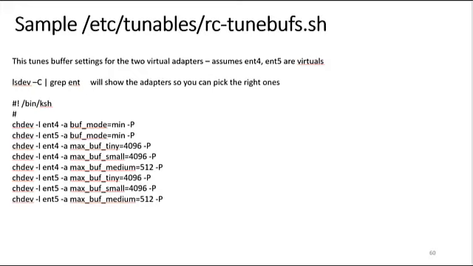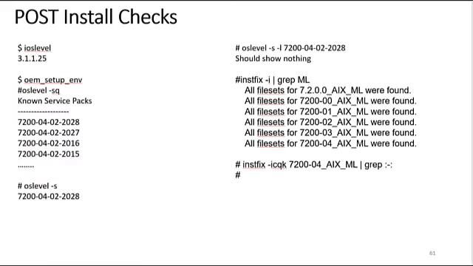Because it's always going to show max allocated equal to maximum, even if you're not using them. In terms of post-install checks, I always run oslevel. I run oslevel -sq to check for the known service packs. I run oslevel -s, and then I actually run oslevel -s against the highest service pack to make sure that there's nothing there.